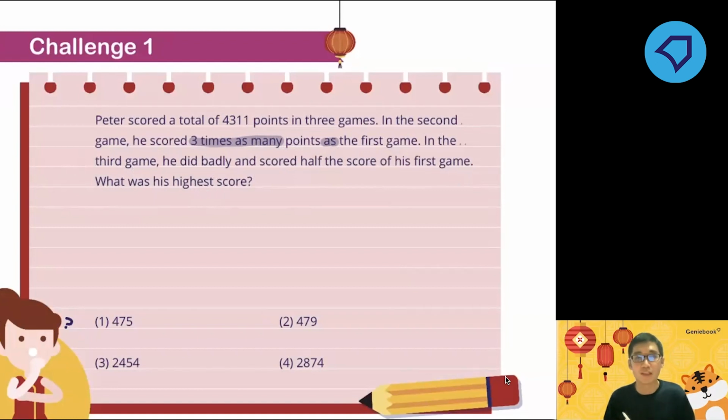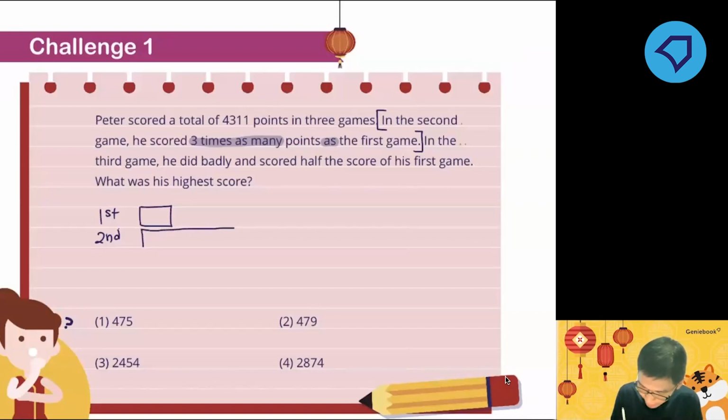Now let's start off with the first and second game, because we have a comparison statement here for the first and the second game. So let's draw the model. First game, second game. Now, how many units will I draw for the first game? Can you tell me? We know that the first game should only have 1 unit of score, while the second game is 3 times as many as the first game. So that will be 3 units for the second game.